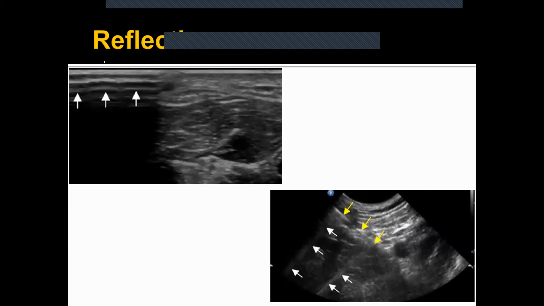So as you can see here, the sound wave is hitting this part of the patient, and then it's bouncing off. And what that creates here is this acoustic shadow where there's a lot of darkness. Okay, and that's because all of the sound waves are reflecting off.